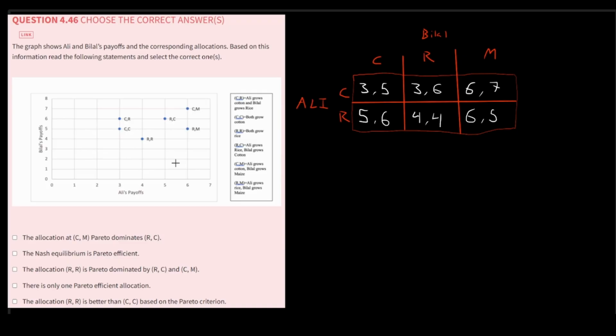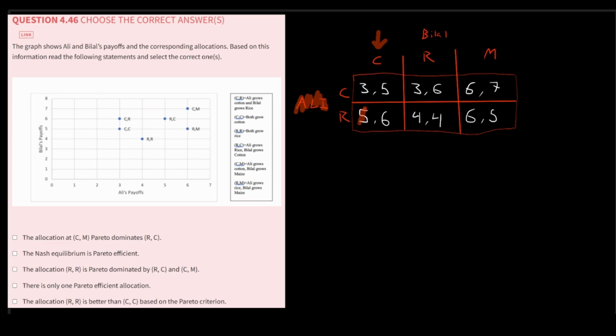Since we have it, let's just quickly play the game, see if there's a dominant strategy, see if there's a Nash equilibrium, and see where that winds up. Again, no rhyme or reason, I typically start off with the row player. So starting off with Ali, if Bilal fixes to grow cotton, what's Ali's best response?